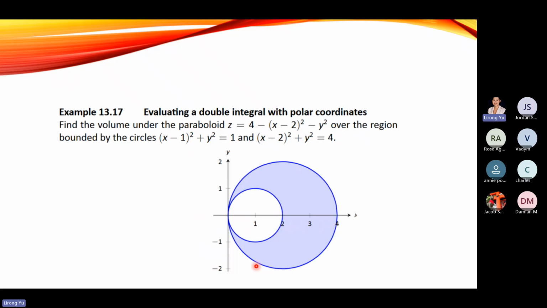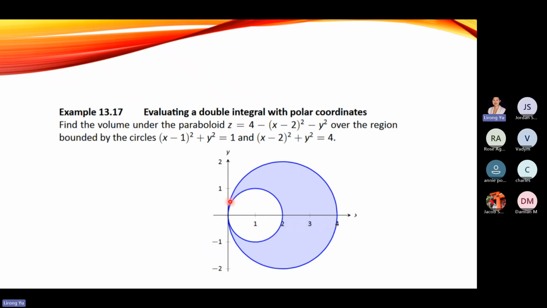All right, moving on to the second example. We want to find the volume under the paraboloid over the region bounded by the circle (x minus 1) squared plus y squared equals 1. The picture of the circle is the inner circle there. This is a circle centered at (1, 0) with radius equal to 1.